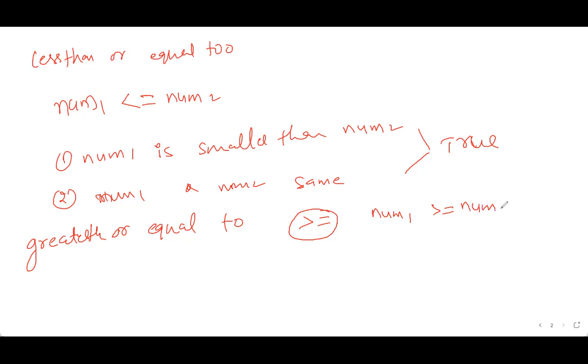In two situations it can be written as true. One is when number 1 is greater than, or larger than, number 2. Or else number 1 and number 2 are both the same. In these two situations, greater than or equal to can return true.